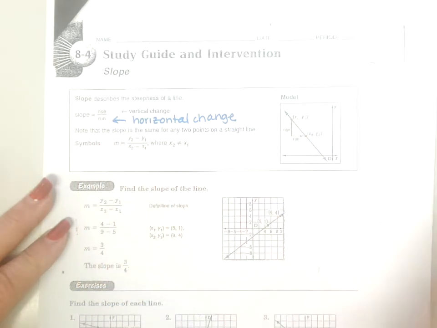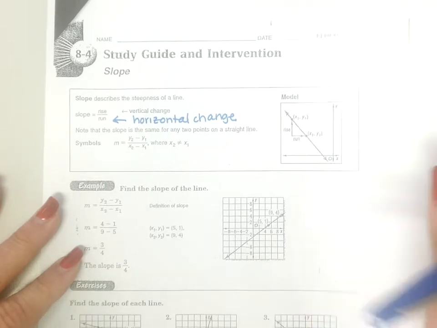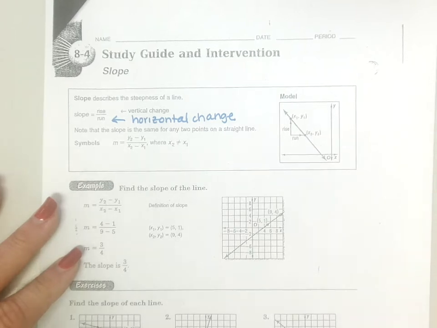Slope is the same for any 2 points on a line, so it doesn't matter where the points are, whether we go up 1 and right 1 or whether we go up 3 and right 3. That's 3 over 3, which again is 1.